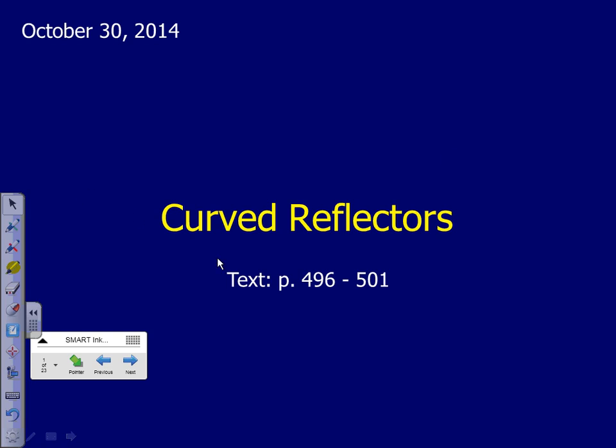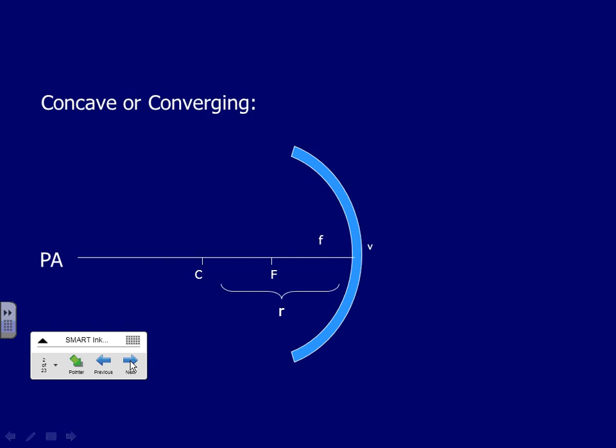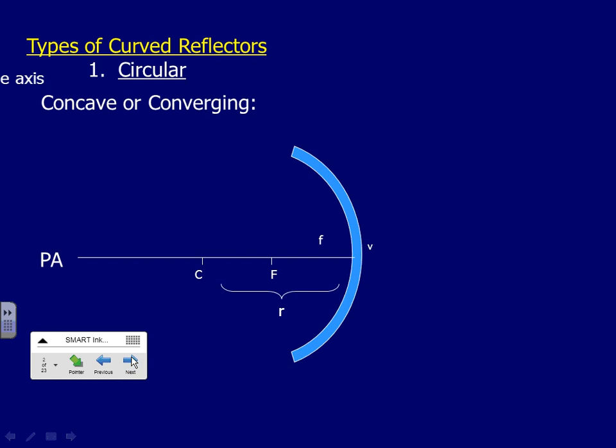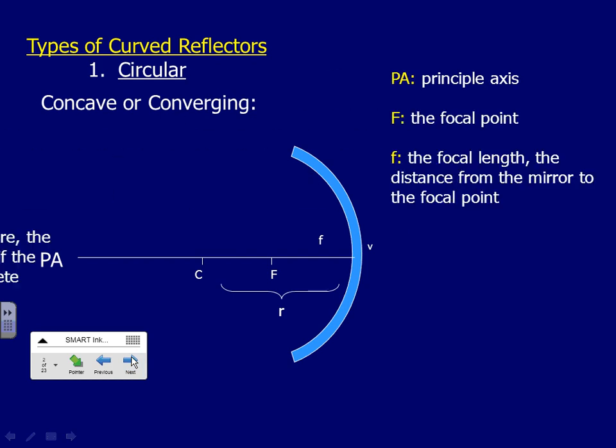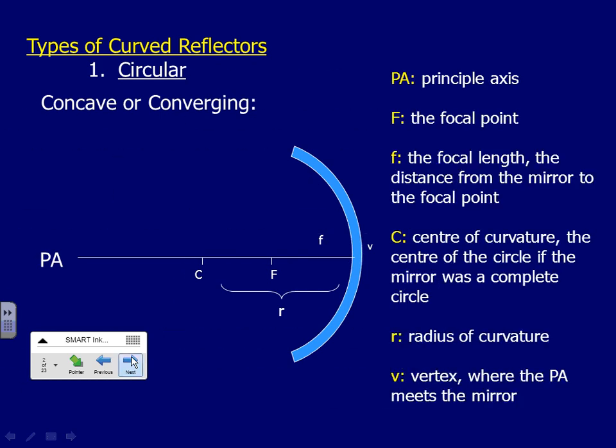All right, so last day I introduced you to curved reflectors, and in terms of the curved reflectors, we talked about circular curved, and within that we have the two designations. Concave, in which it bends in, and you'll notice, again, you've already written this down, that the F, the focus, and the center of curvature are on the front side or the shiny side of the concave mirror. We defined all those points. They're already in that video.